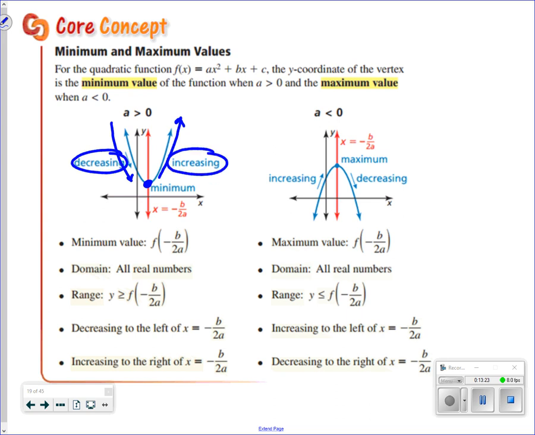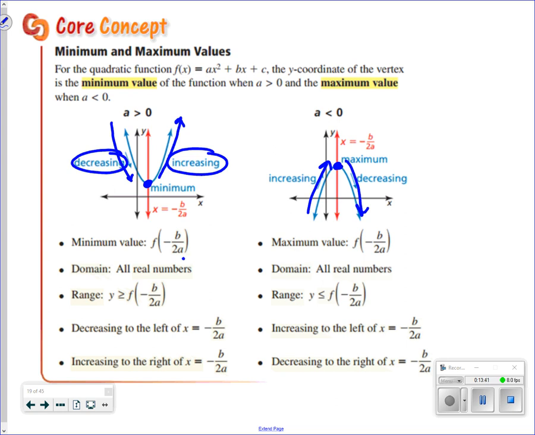This next one has a maximum value, at the top. This side would now be increasing as it goes up, and this side would be decreasing as it goes down. So again, you're looking at it like a roller coaster from left to right. So the left side here is increasing and the right side is decreasing.